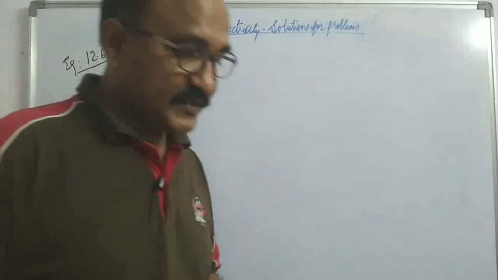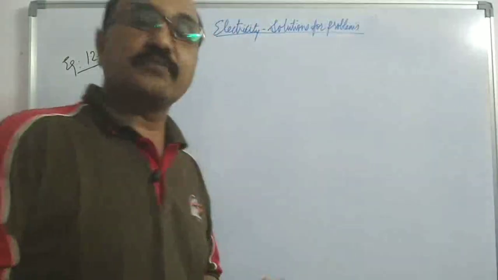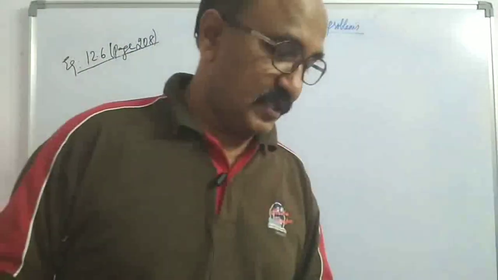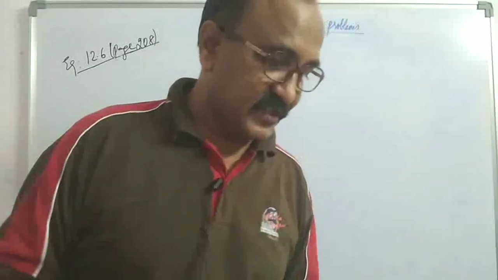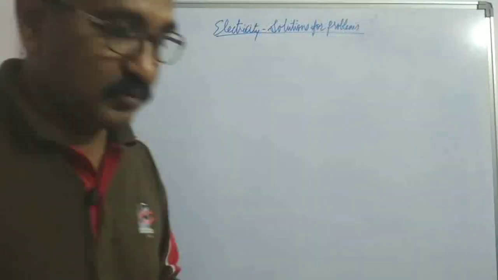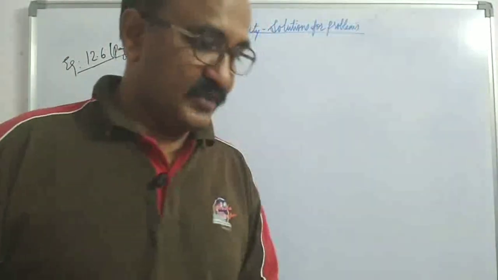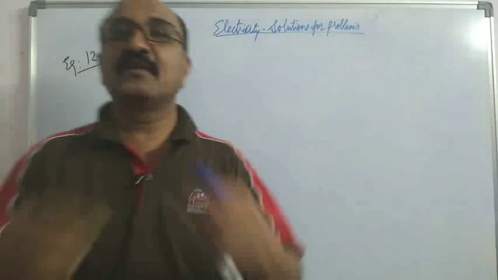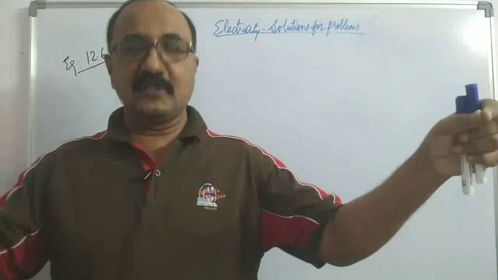Now let us go ahead to work the problem, example 12.6. So children, right, let's now go to example 12.6, and let me read it out for you. A 4 ohm resistance wire is doubled on it. So calculate the new resistance of the wire. So what we are doing is we are taking a wire of certain length, we are doubling it.